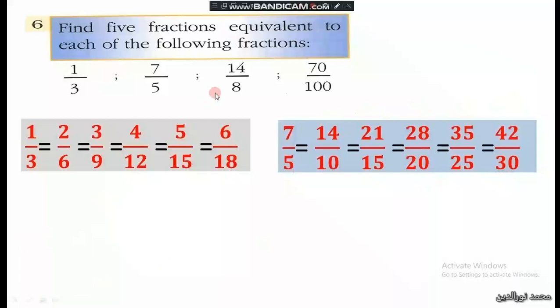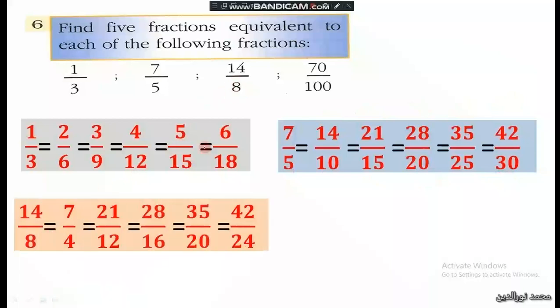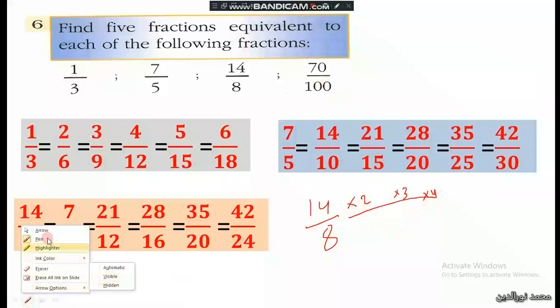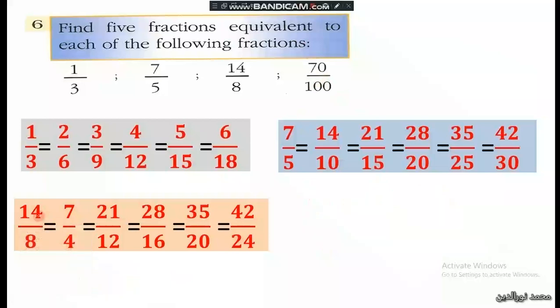The other example is 14 over 8. So here we have this example, 14 over 8. We could multiply it by 2, then multiply both terms by 3 and then by 4. And here we could have big fractions, but it's simpler to simplify the fraction first of all, to have simpler fractions. So we could divide both terms by 2.